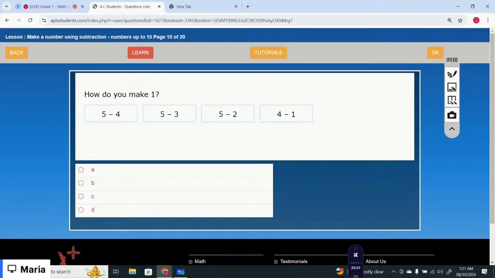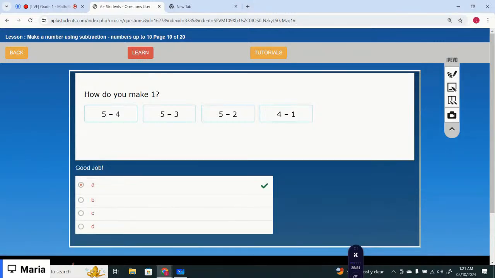How do you make 1? Which is the correct option? Option number 1 is the correct option. 5 take away 4 is 1. Option number A is the correct option.